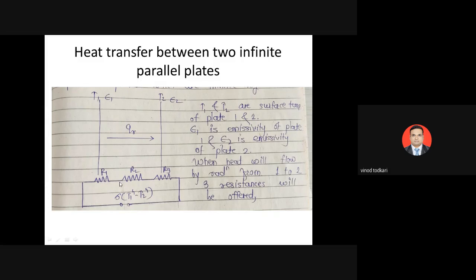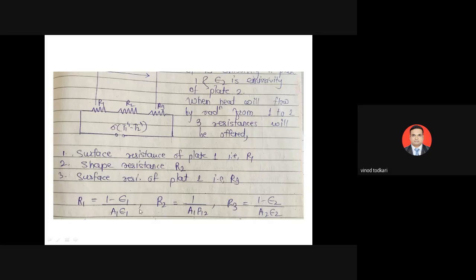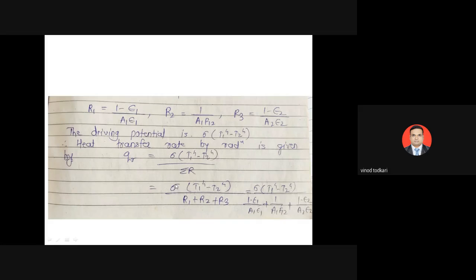Right? So we have drawn this equivalent electrical circuit. 3 resistances are there. Surface resistance of plate 1, shape resistance, surface resistance of plate 2. The driving potential is sigma into bracket T1 raised to 4 minus T2 raised to 4. Now, we have written the values of R1, R2 and R3. R1 is 1 minus epsilon 1 upon A1 epsilon 1. R3 is 1 minus epsilon 2 upon A2 epsilon 2. And R2 is 1 upon A1 F12. R2 is shape resistance. Then simply we have written QR is equal to sigma into bracket T1 raised to 4 minus T2 raised to 4 divided by summation R. In case of electrical circuits, we write current is equal to potential upon electric resistance.